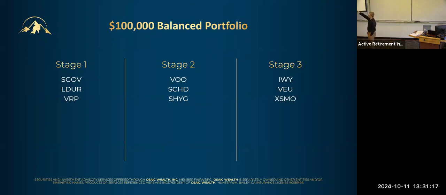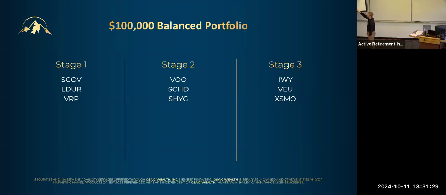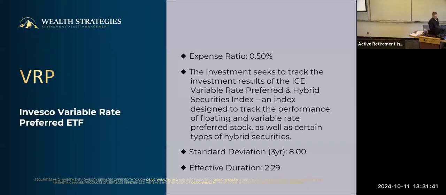So stage 1, we have our 0 to 3 month treasuries, our active short term, and then we have this fund VRP we'll talk about. Stage 2, we have our S&P, some dividend stocks, and then SHYG that we'll talk about. Stage 3, we have our top 200 growth, our internationals, and then this XSMO that we'll talk about in just a moment. So VRP. VRP is Invesco's variable rate preferred ETF.